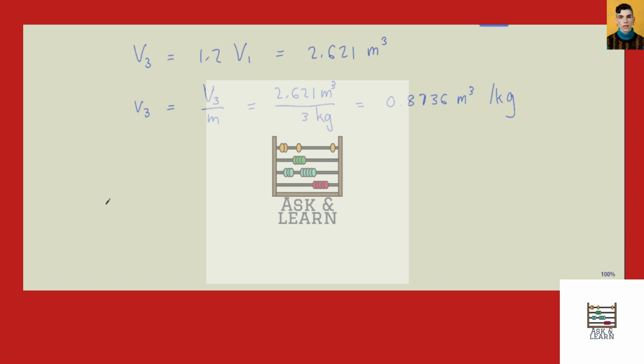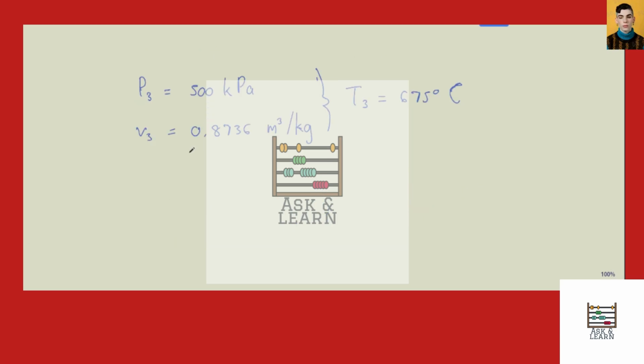So now we can find the temperature at this state. The pressure at this state is 500 kilopascals, and the specific volume, v3, is 0.8736 cubic meters per kg. So this corresponds to a temperature in our final state, T3, of 675 degrees Celsius. So we have the temperature in our final state, and that's our answer for part A.